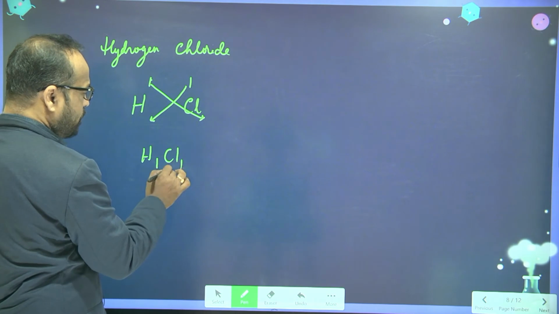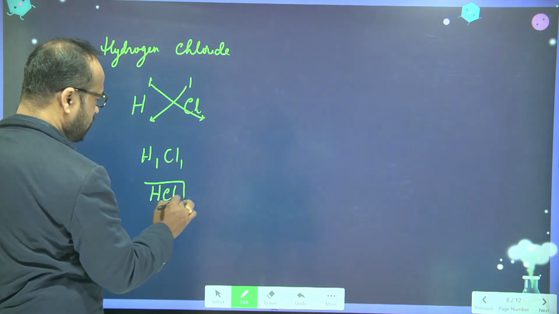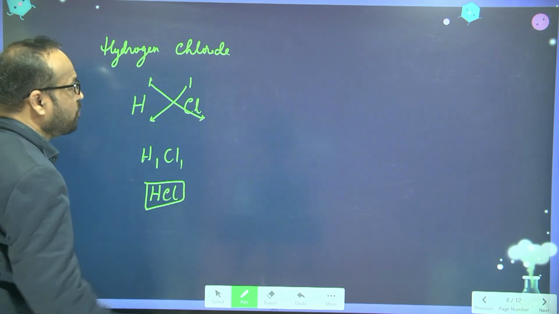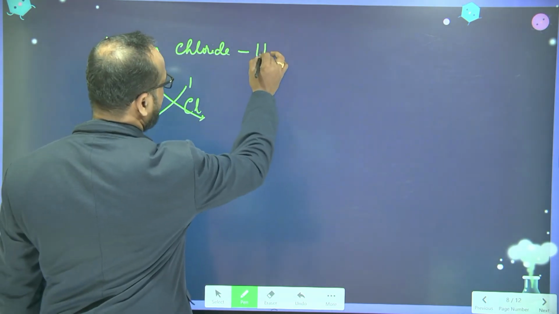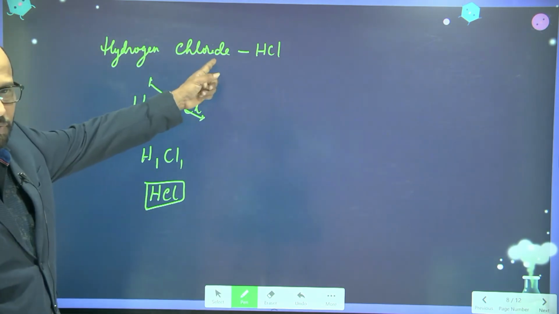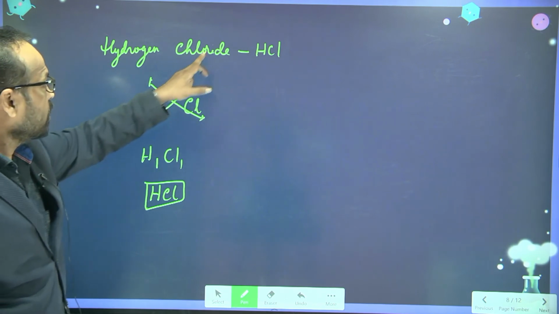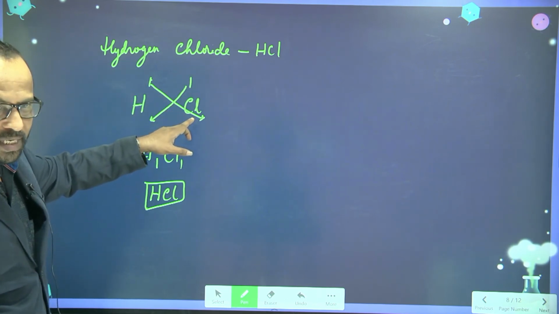If you have 1, you need not write it, so you write HCl. If it is 1, you need not write it. So the formula of hydrogen chloride is HCl. Is this clear, students? Understood? So that is how to write the hydrogen chloride formula: the hydrogen symbol is H, and chlorine is Cl.